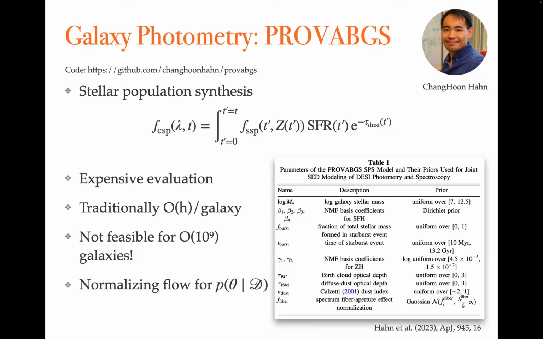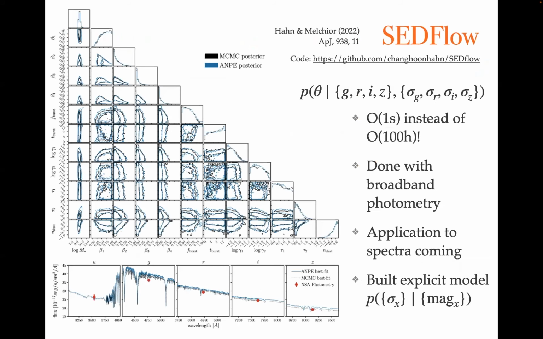Even a minute per object is not doable. So what we did is use a normalizing flow. You can have conditional normalizing flows that describe the distribution of the parameters given the data. They do this very well. Now we have evaluations of 1 second instead of something like 10 or even 100 hours in some cases, depending on how complicated the model you're sampling from is.